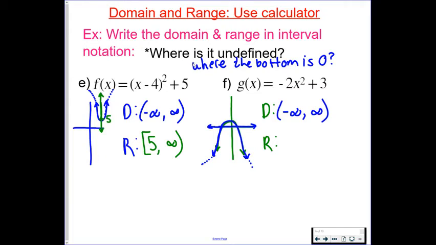Our range. Range, you look from bottom to top, just like the y-axis runs. How far low does it go? It goes from negative infinity because it keeps going on down. How far high does it go? Stops right here at that point, which is 3. Because it's included, it's touching it, I'm going to use a bracket.